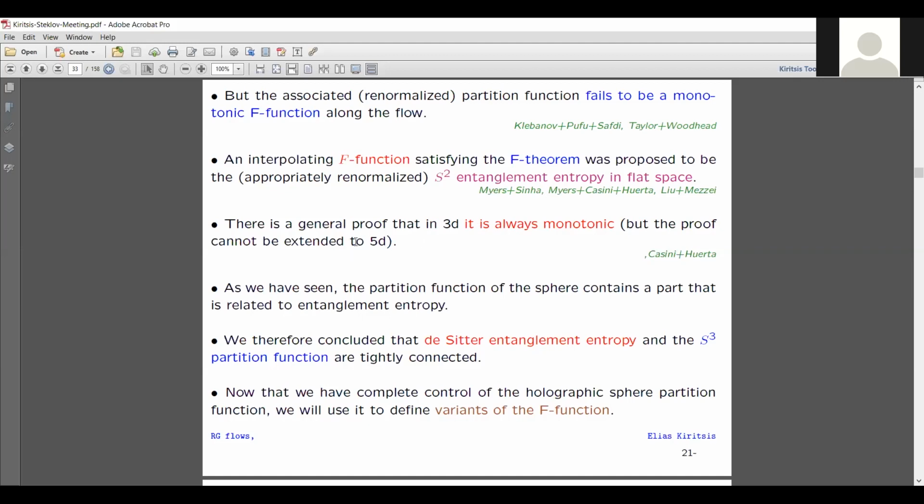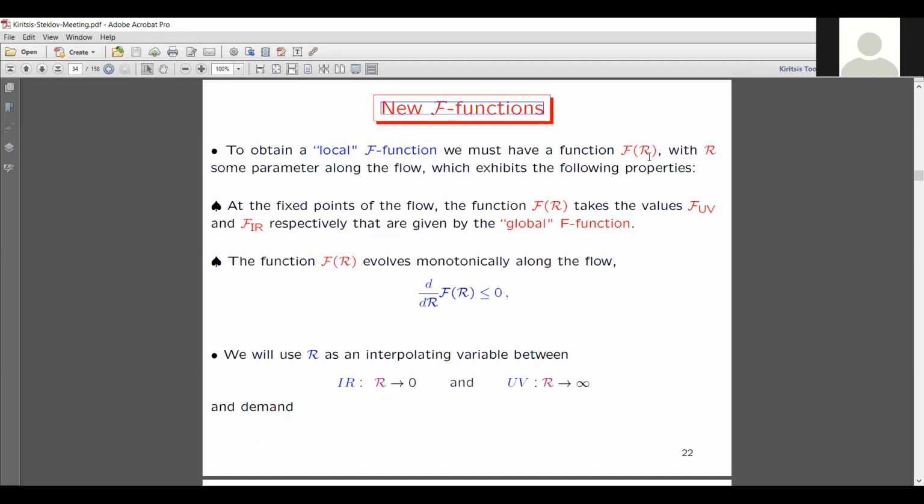Now, we have seen that the partition function on the sphere contains a piece that is related to entanglement entropy. And we concluded that the de Sitter entanglement entropy and the S^3 partition function are tightly connected. And we would like to use this knowledge and try to define new variants of an F function. So to obtain a local F function, we must have a function, which I call script F, as a function of a parameter R, and this parameter must interpolate between the ultraviolet and the infrared. And in my example here, R will be precisely the dimensionless parameter that's controlled by the curvature.